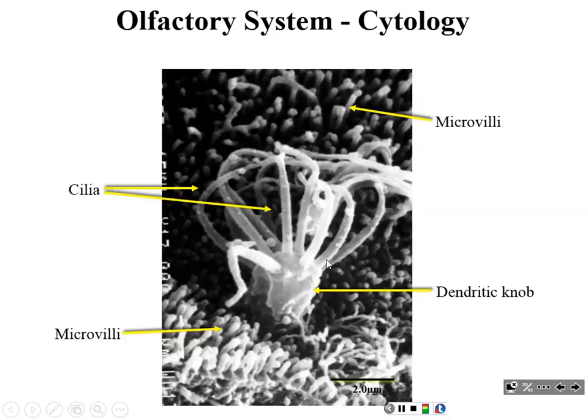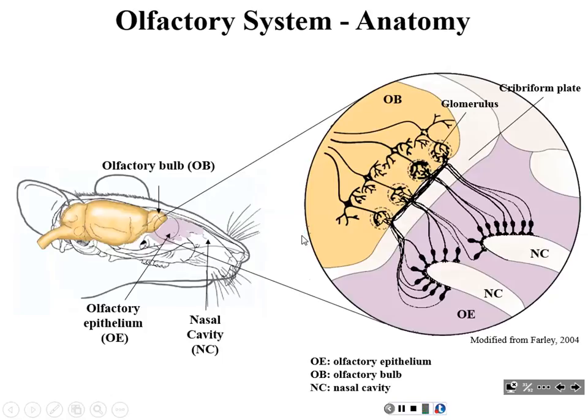This is a high magnification of how the cilia and the sensory neuron look on the surface. Here is the nasal cavity in your nose. Here is the end of the neuron, the dendritic knob, and here are the cilia extending on the surface. The cilia increase the surface in order for us to be able to detect odors. I'm going to turn a little bit to mice because it's what we know the most, but most of this applies to humans.